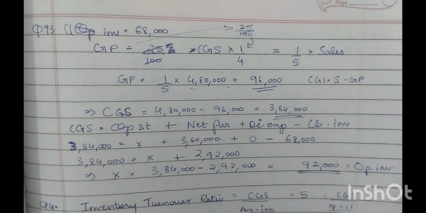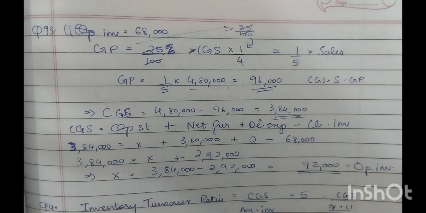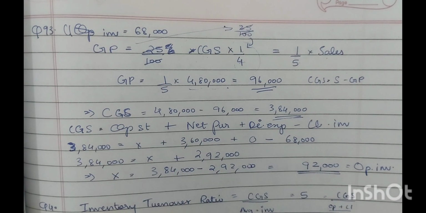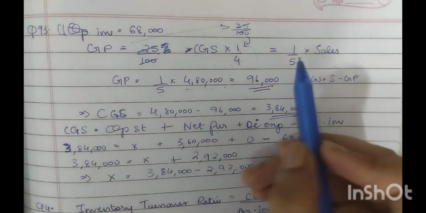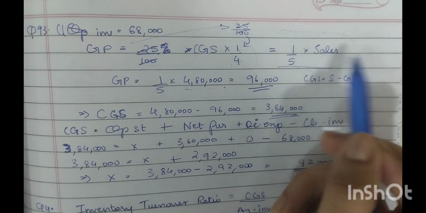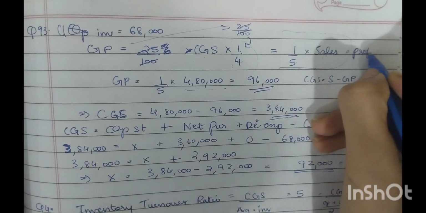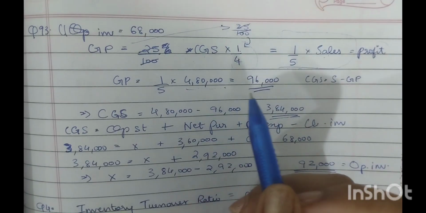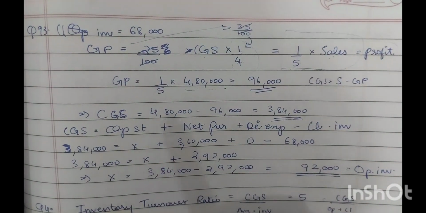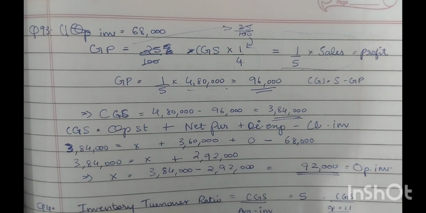So when we convert GP from a part of cost price to selling price, we add the numerator to the denominator. However, if it's given as a part of selling price and we want to convert it into the cost price, we deduct or subtract the numerator from the denominator. Alright, but the numerator remains the same, of course. So now we got this, right? 1 by 5 on sales is our profit. We don't know what the profit is, we don't know what the opening inventory is, and we do not know what our CGS is.